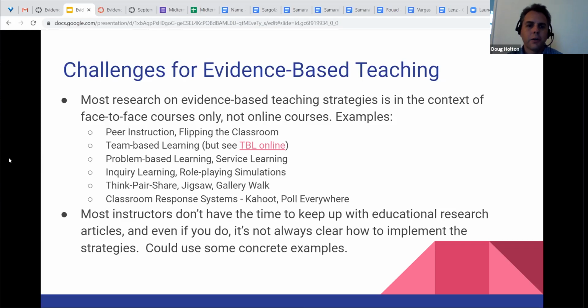And then the other big hurdle is that most instructors and faculty don't have time to keep up with these new strategies or the research on them. And even when you do keep up, when you're reading a journal article, for example, it's not always clear how do I translate this into something concrete in my own class.